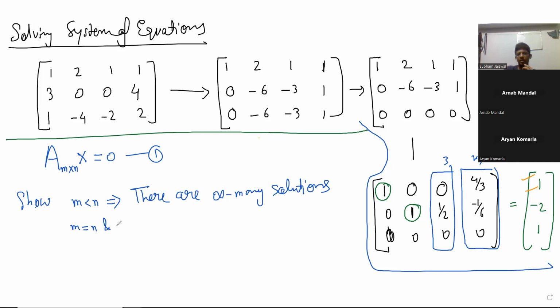m equal to n and unique solution, A is invertible. These are the keys into getting better, connecting all the system of equations with theory of matrices. It's a back return favor, right?